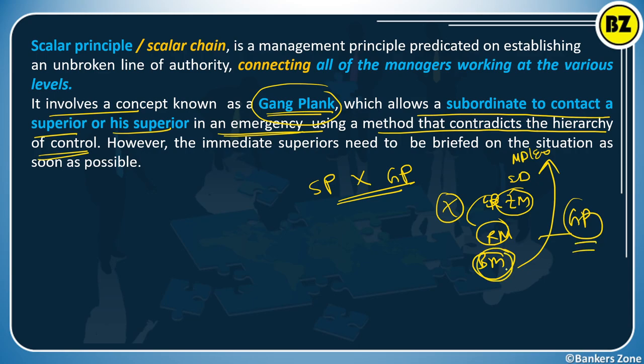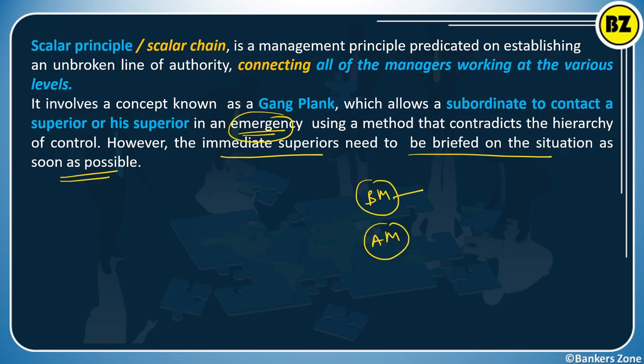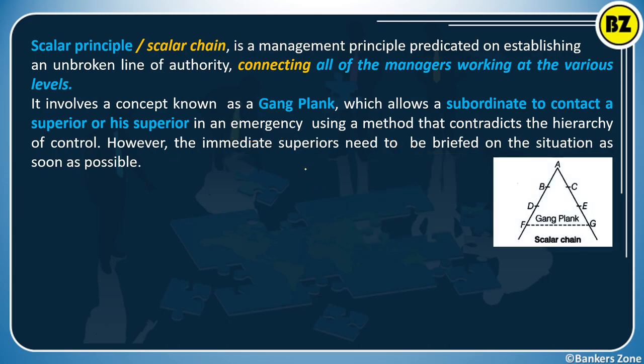That means you are reporting to the highest authority, skipping your superior or the one next to your boss. That is the gangplank. Very easy. But it should be done only in case of emergency, not as a regular practice. However, immediate superiors need to be briefed as soon as possible. For example, you are the assistant manager and some flood comes in your area, due to which your branch is under water. The assistant manager immediately calls the zonal head to take important steps. After that, the assistant manager should also inform the branch manager, telling them this is the situation in our branch. You must brief the situation to your superior also. This is the gangplank.